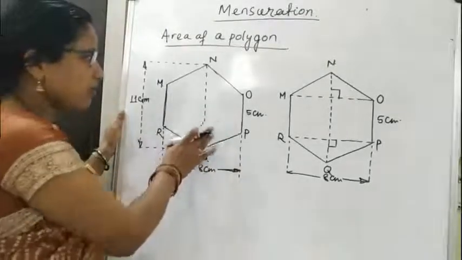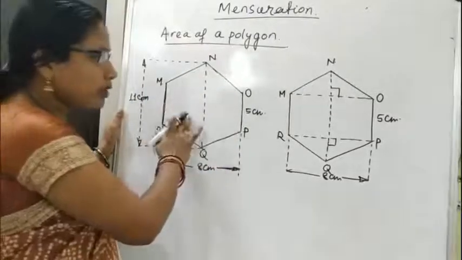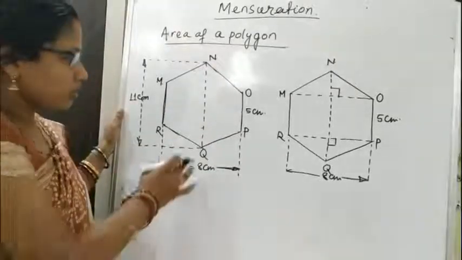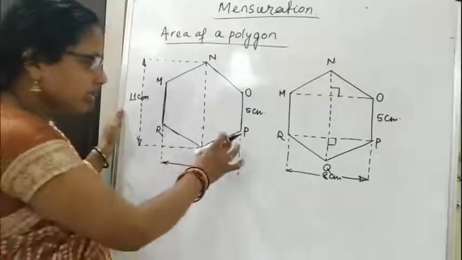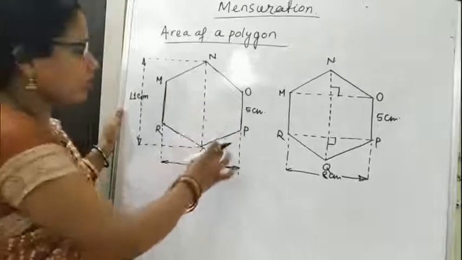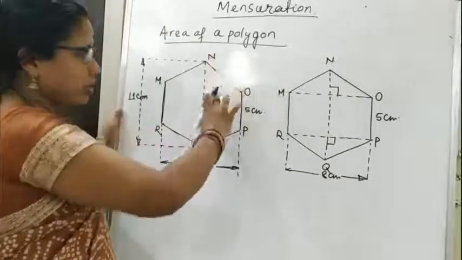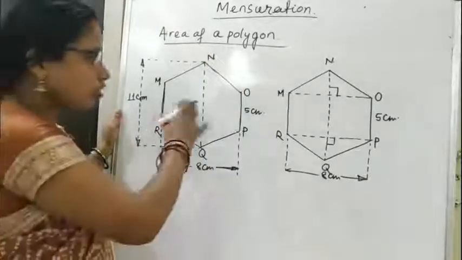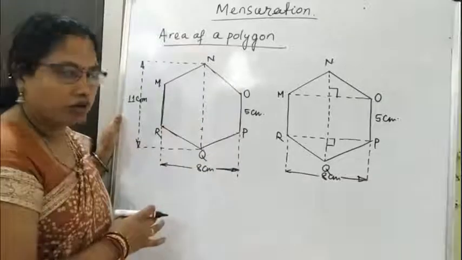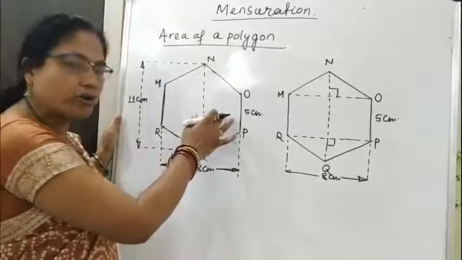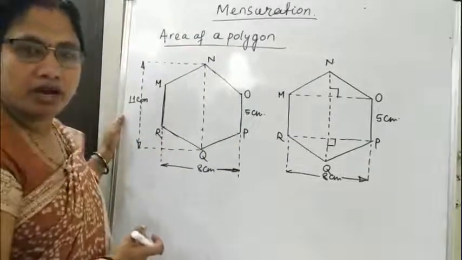In the first method, if we join the diagonal NQ, the polygon is divided into two trapeziums. These two trapeziums are congruent to each other because all the sides are equal: PQ is equal to RQ, MR is equal to OP, MN is equal to NO, and NQ is common. So these two trapeziums are congruent. If we find the area of one trapezium, then we multiply it by 2 to get the area of the hexagon.